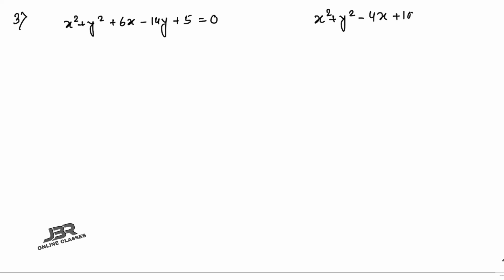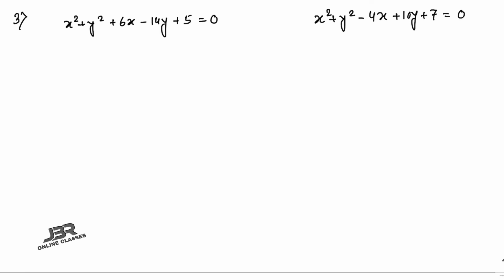Now next one, sum number 3. Find the equation of the circle, the end points of whose one diameter are the centers of the circles x square plus y square plus 6x minus 14y plus 5 equals 0, and the next one x square plus y square minus 4x plus 10y plus 7 equals 0.